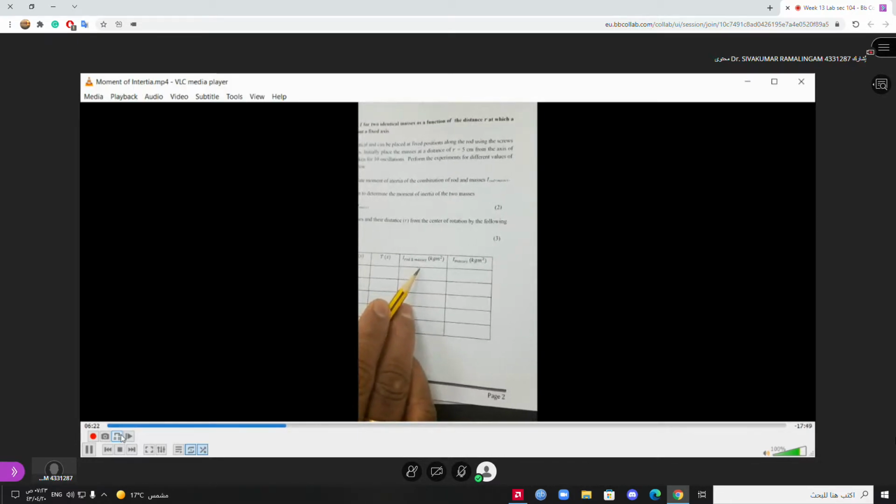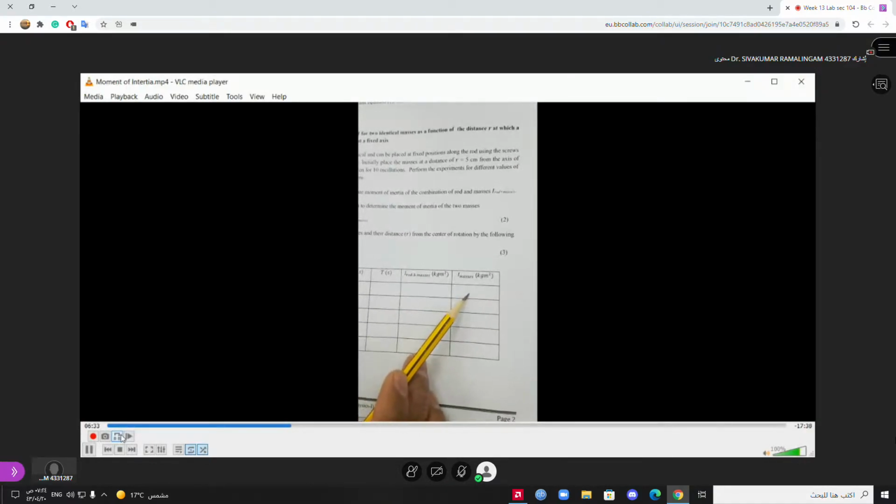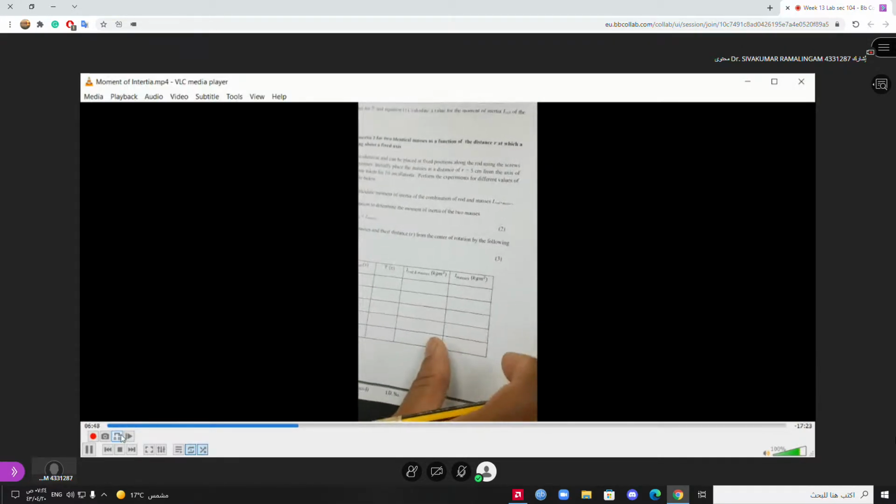We are going to use this here. This column will give the moment of inertia of the rod and mass. Here you are going to get the average value of I rod. If you subtract this quantity from this quantity, you are going to get I mass only. And repeat this experiment for different values of R: initially 0.05 meter, then 0.1 meter, 0.15, 0.2, 0.25, and complete this schedule.